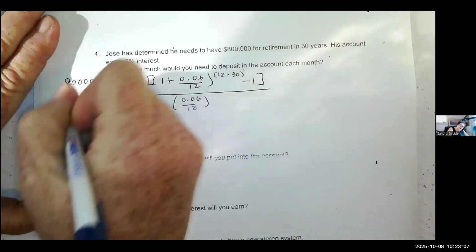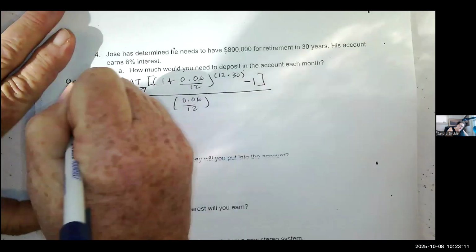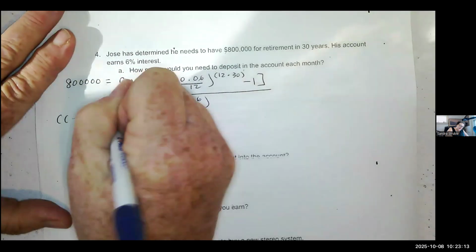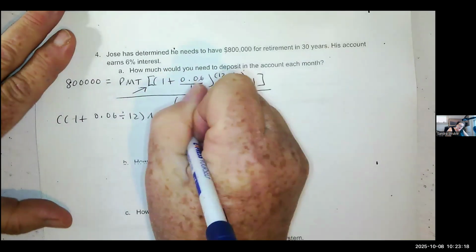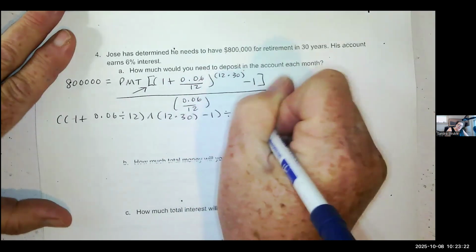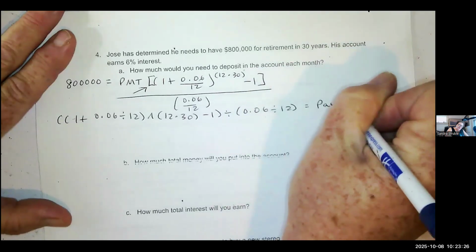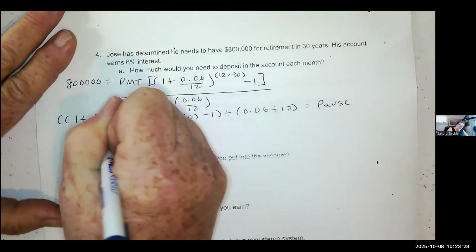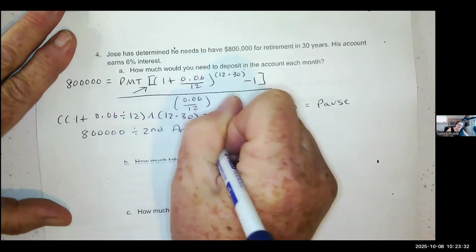In your calculator, starting off right here: open, 1 plus 0.06 divided by 12, close, caret, open, 12 times 30, close, minus 1, close, divided by, open, 0.06 divided by 12, close, equals, pause. And this is when you would type in the 800,000 divided by second answer equals.